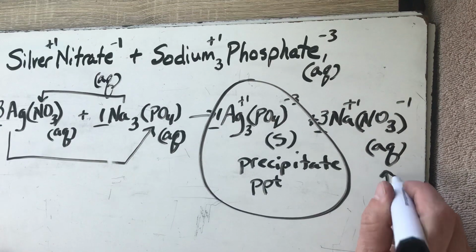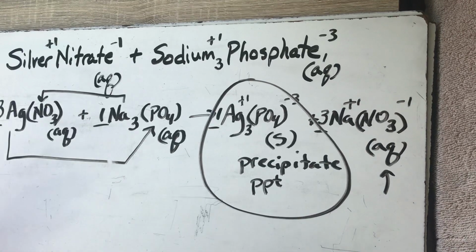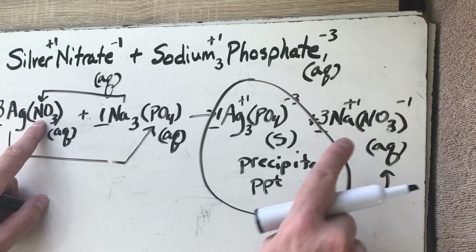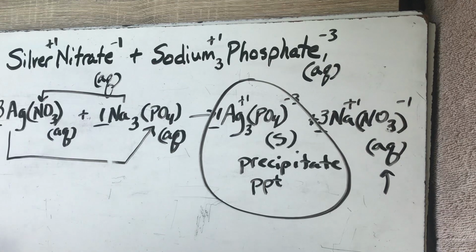Now this one says AQ. It's nothing special. It's just still dissolved in water, which means it's floating around in this clear liquid that's in there. It's in the solution, but it doesn't really come together to make anything new. Sodiums and nitrates, they were floating around in water before they started, and they're floating around in water when they're done. We call those spectator ions. They don't really do much. They're there and they have a purpose, but they don't really change at all.